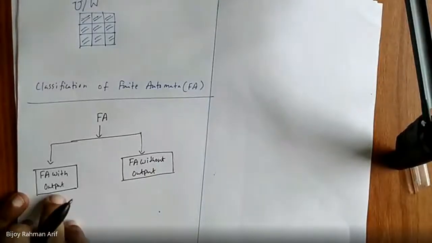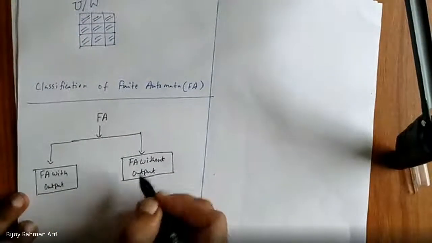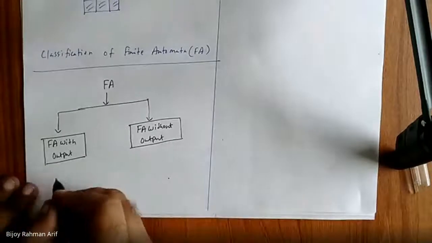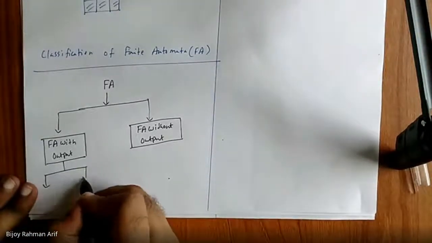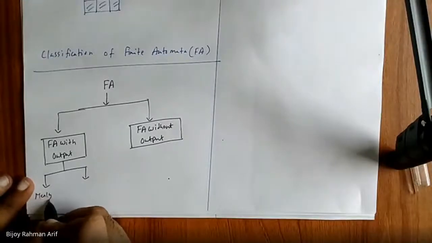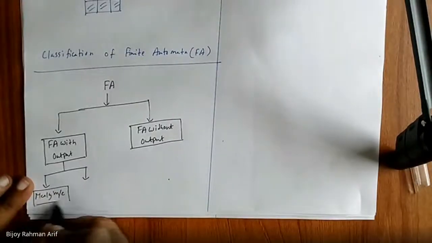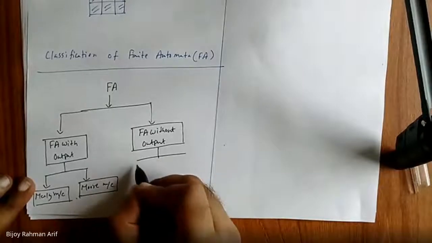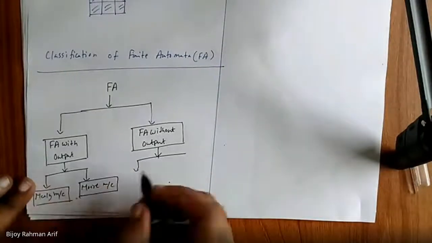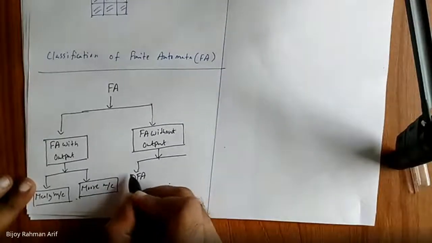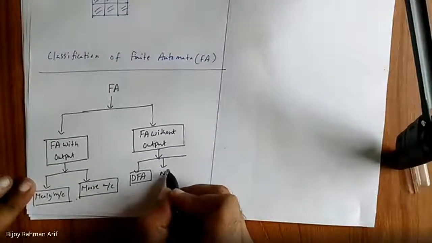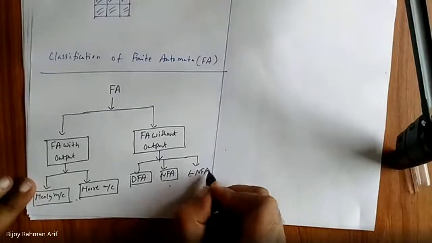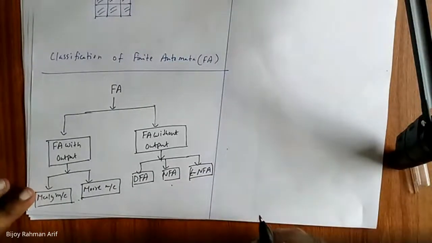Finite automata can be broadly classified into two categories: finite automata with output and finite automata without output. Finite automata with output can be classified into two categories: one is called the Mealy machine, another is called the Moore machine. Finite automata without output can be classified into three categories: DFA or deterministic finite automata, NFA or non-deterministic finite automata, and epsilon NFA, or epsilon-move allowable non-deterministic finite automata.